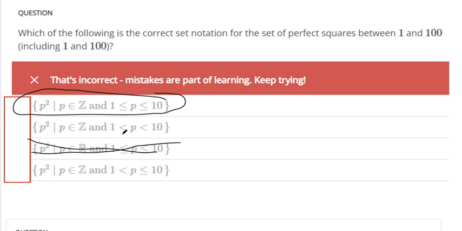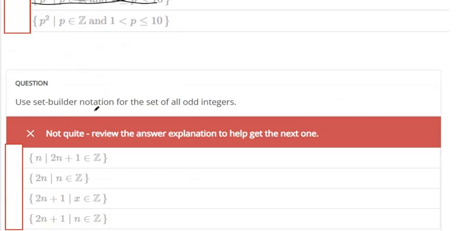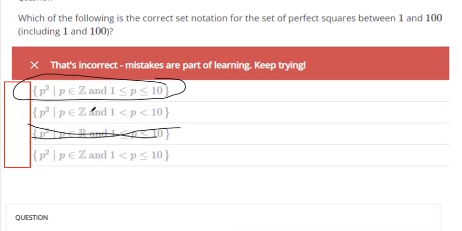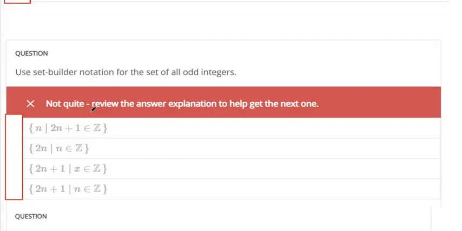The reason why this one is wrong is because this is excluding 1. This says 1 is not a possible value for p because it doesn't have the or equal to symbol down here. Same thing over here. This is excluding 100 as a possibility because you can't plug in p equals 10 over here. Okay, so that one's a bit trickier. If you were lost, just hang in there because we'll go to an easier one, and maybe the harder ones will make more sense once you get used to the easier ones.